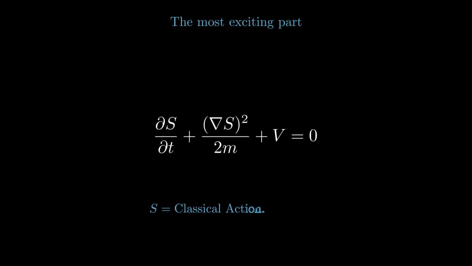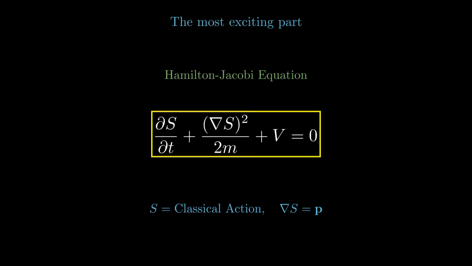Now, if we represent this variable S as action, then the gradient of the action is just the momentum. In that case, this equation translates to del S by del t plus the Hamiltonian equals 0, which is one of the most famous equations in classical mechanics, known as the Hamilton-Jacobi equation.